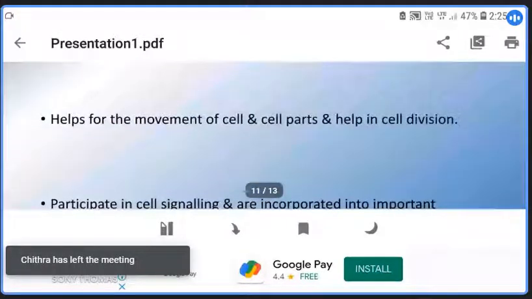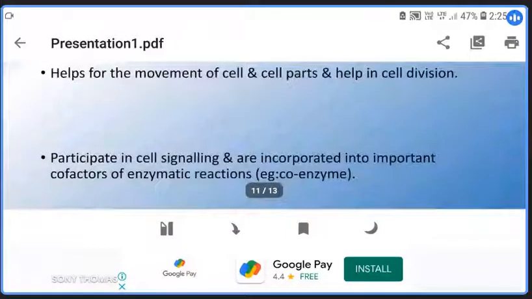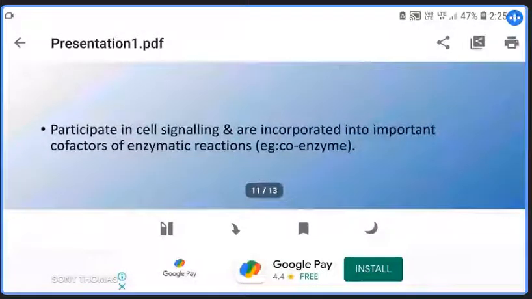Nucleotides help in the movement of the cell and cell parts and help in cell division. They participate in cell signaling and are incorporated into important cofactors of enzymatic reactions, for example, coenzymes.